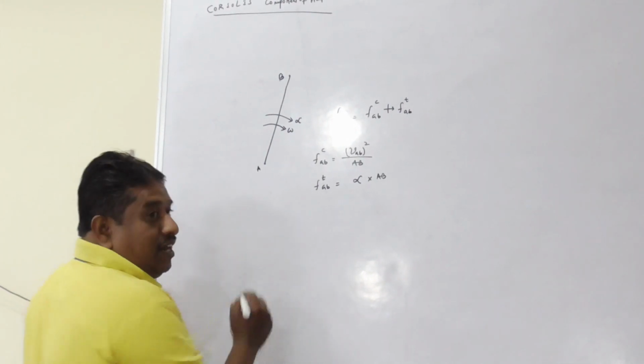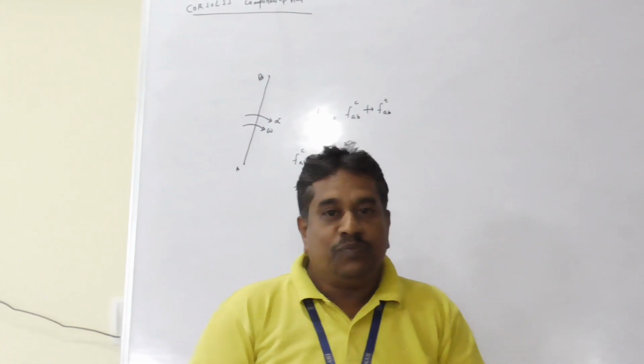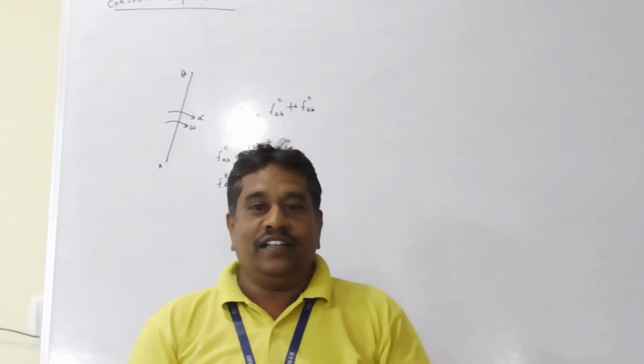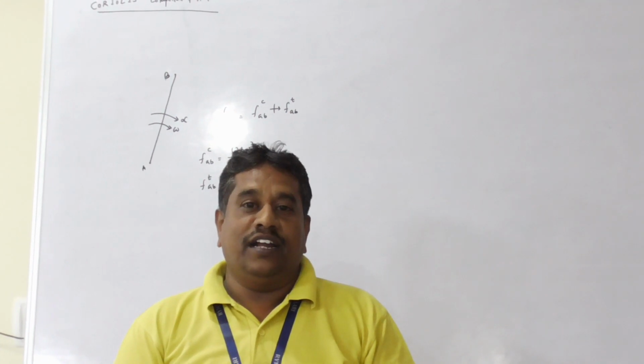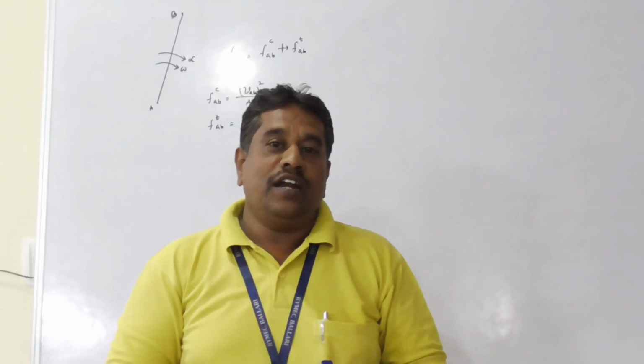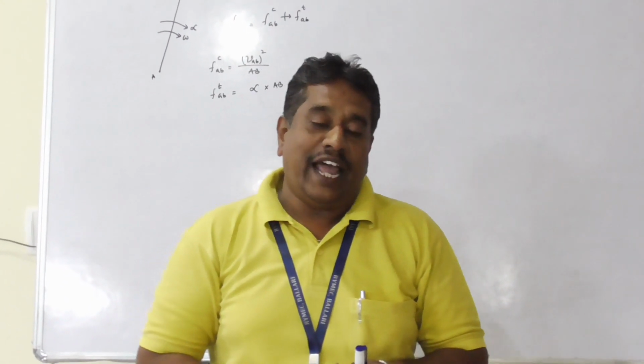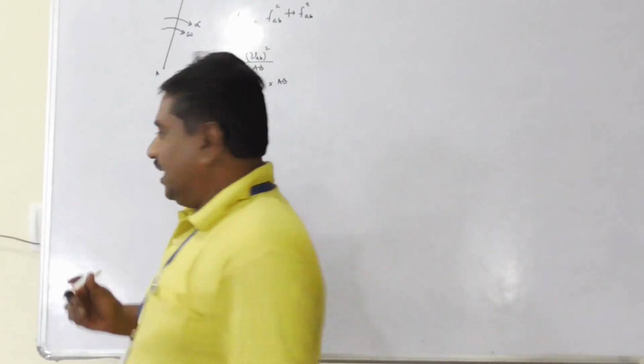Likewise, whenever a moving point moves along an oscillating link rotating with an angular velocity omega, then the moving point will have an acceleration known as the Coriolis component of acceleration.